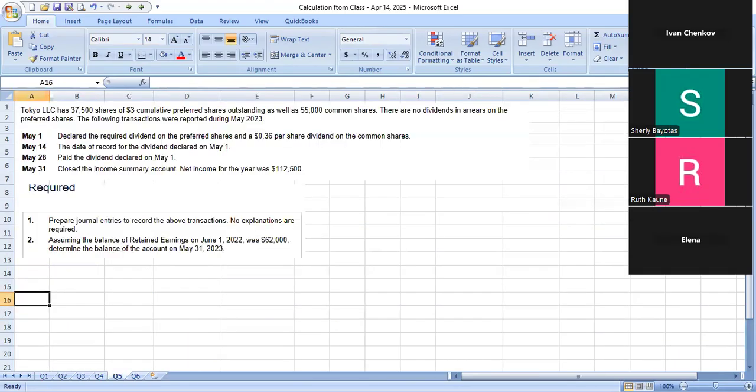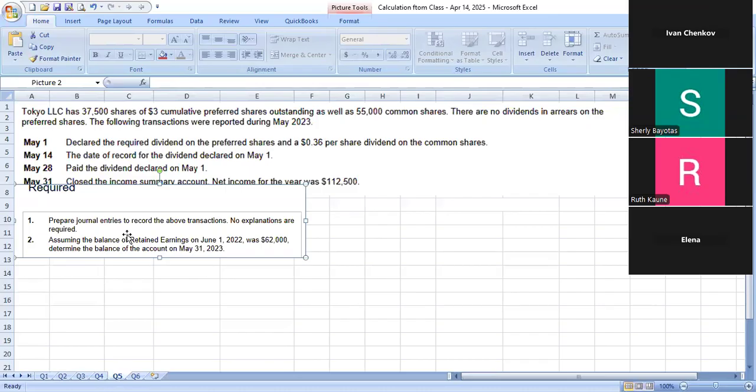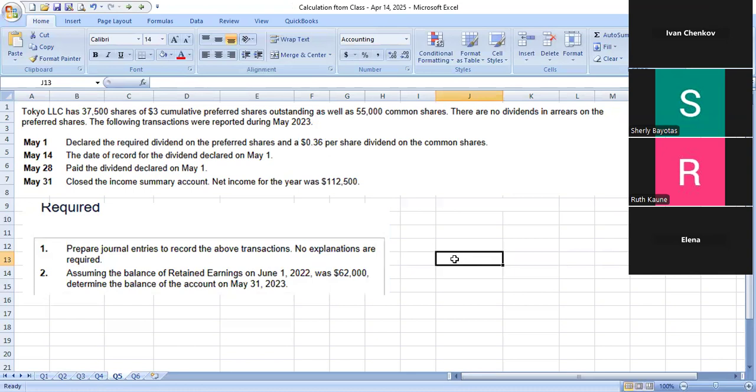Let's move to the next set of questions. This company has that many shares. $37,000 of $3 cumulative preferred shares outstanding, as well as 55 common shares. There are no dividends in arrears on the preferred shares. The following transactions were reported during 2023. First, declare the required dividend on the preferred shares and a 0.36 cents per share dividend on the common shares.